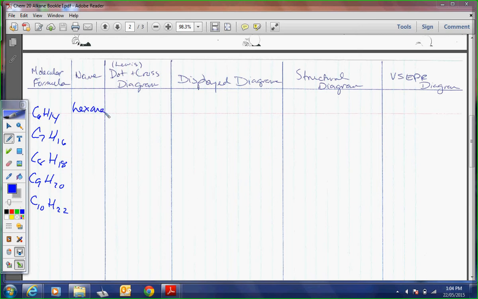Hexane. What do you think C7's called? Heptane. C8. Octane. These are just like these mathematical symbols, right? And what's a 9-sided figure in math? Nonane. And a 10-sided figure? Decane.